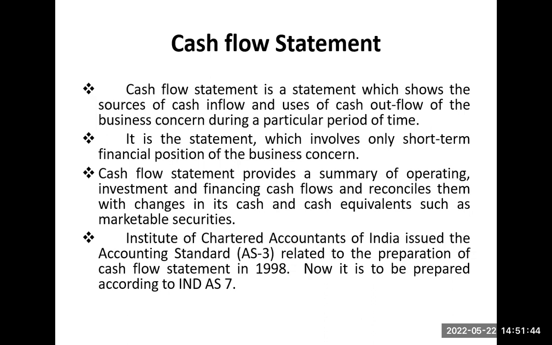The converged form of the International Financial Reporting Standard is called IND-AS. There are so many, IND-AS 1, 2, 3, 4, 5, 6, 7, up to 40, 42. I'm not sure about it, but more than 35 are there. One of them is talking about how to prepare the cash flow statement. That is IND-AS 7.